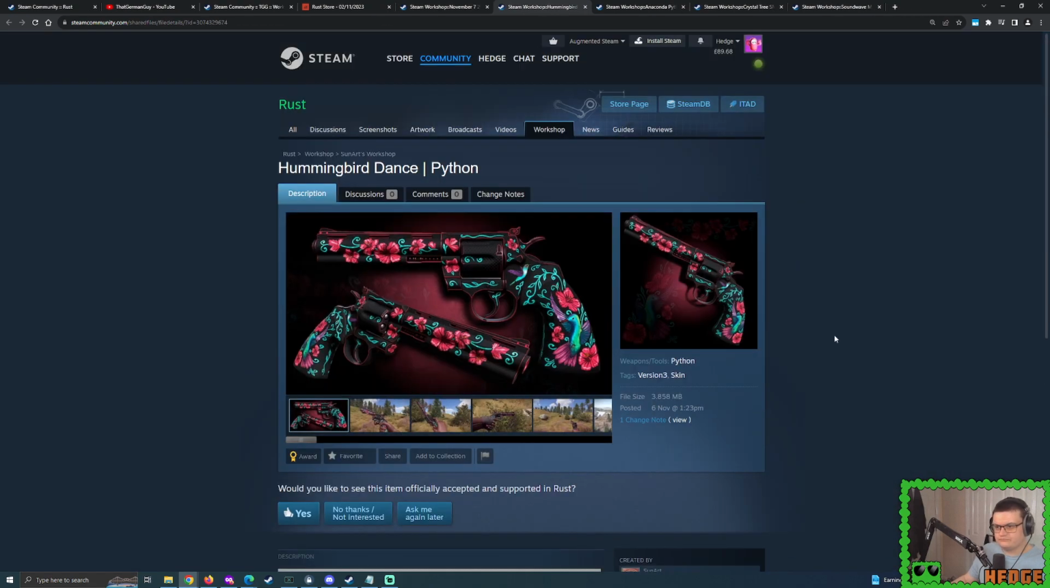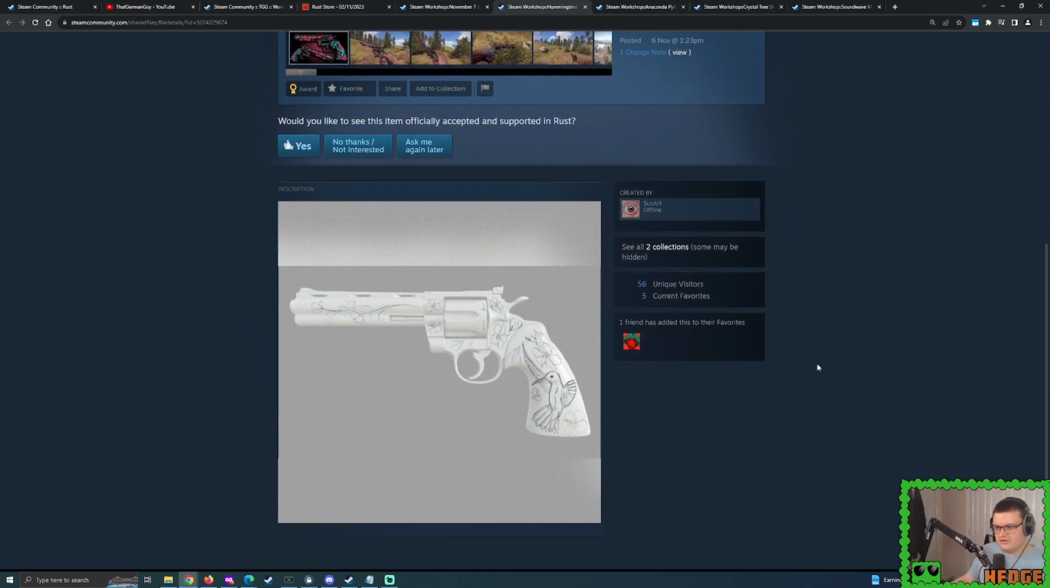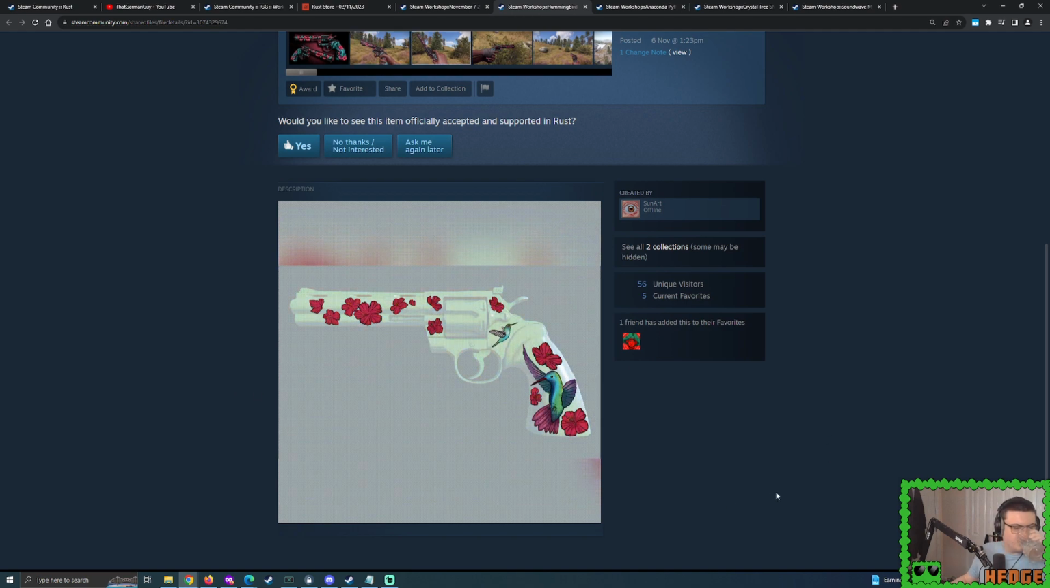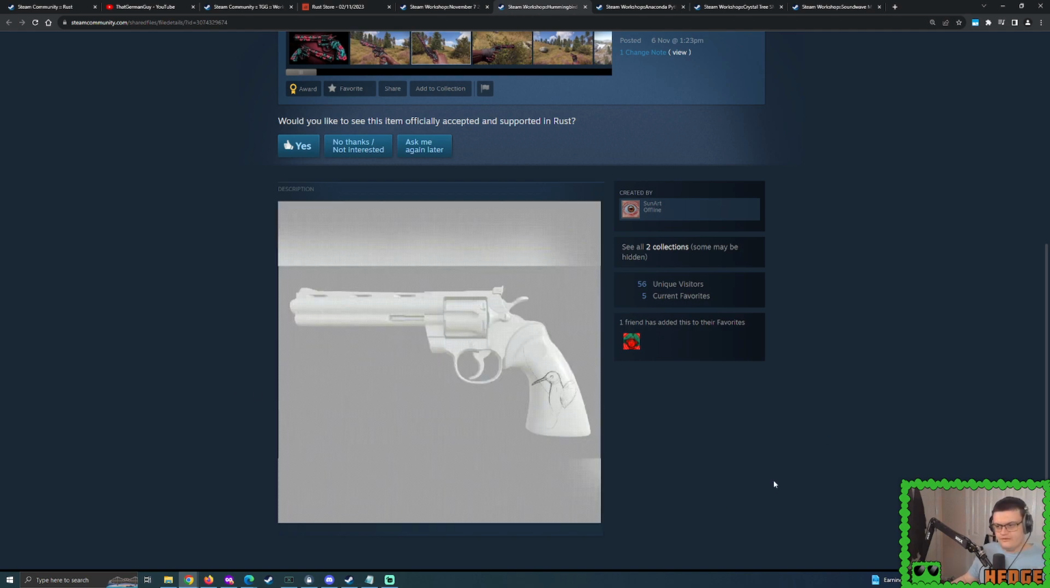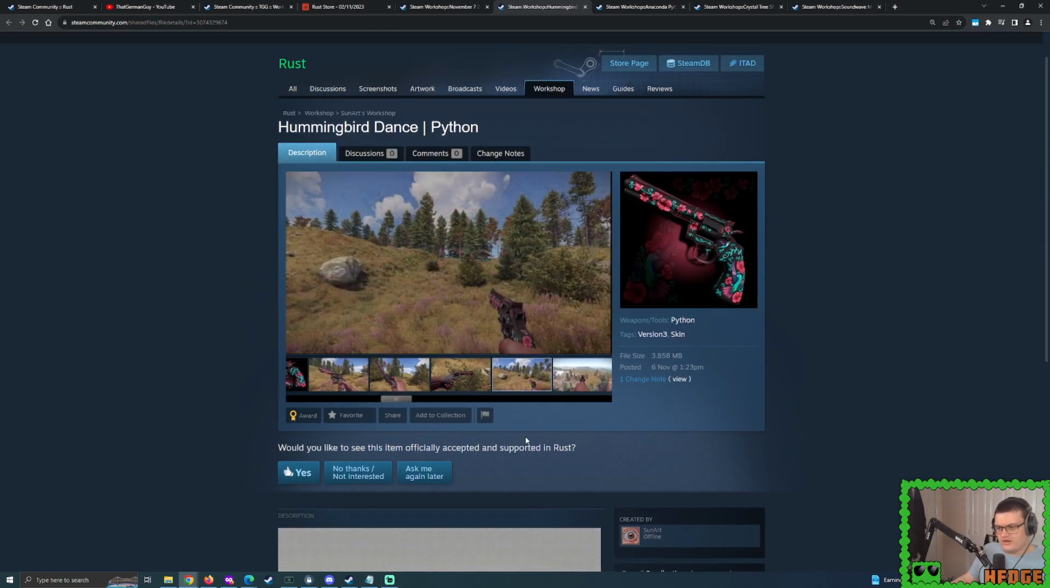Anubis. Next up here we have the Hummingbird Dance. This is produced by Sun Arts, and you can see with this little GIF here how they've slowly built up the design. Get a good look at that real quickly. Very nice, artistic. Very pretty. I think a lot of people will be appreciating that.